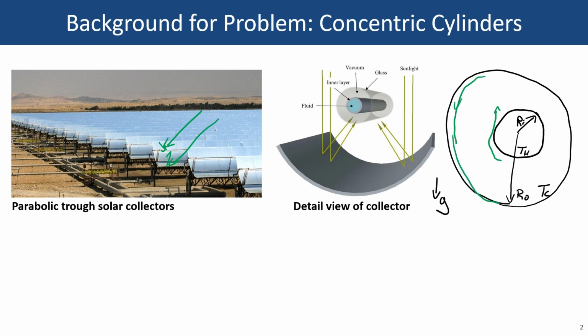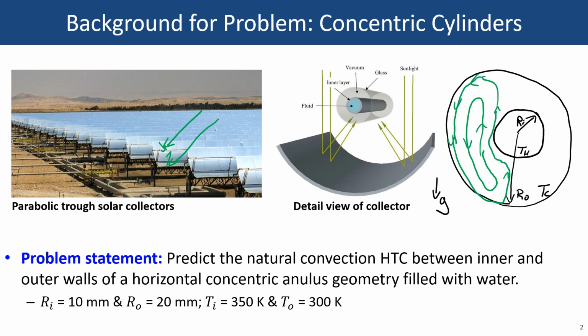So you'll get some sort of natural circulation pattern occurring between these two tubes, where you're getting some kind of recirculation, rising towards the inside and sinking around the outside. The question we want to answer is summarized as follows. We want to predict the natural convection heat transfer coefficient that characterizes the heat transfer between the hot inner tube in such a geometry that's concentric with an outer tube at a different temperature.